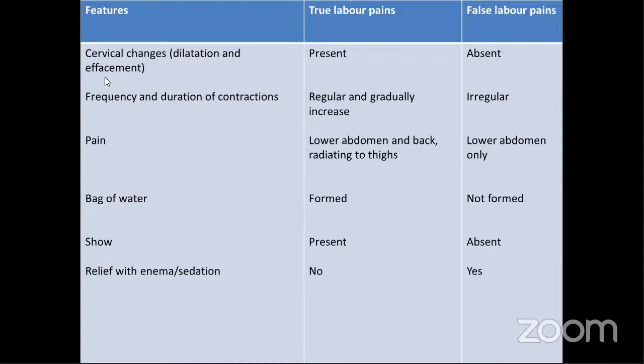What are these changes you have to note? One is the cervical changes in terms of dilatation and effacement, then frequency and duration of the contractions, pain experienced by the patient, the bag of the water or the membranes. Show is nothing but a mixed discharge that is mixed with the cervical mucus, the blood, and some tissues which are expelled because of the dilatation of the cervix. It will be like a plug sitting at the internal os and the external os, covering the cervix or the cervical canal.